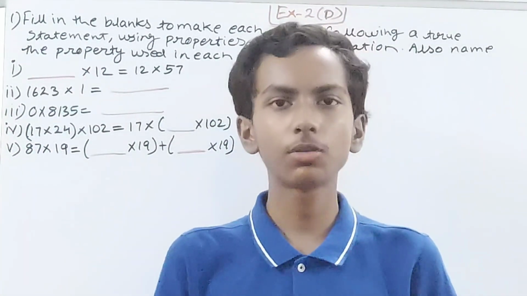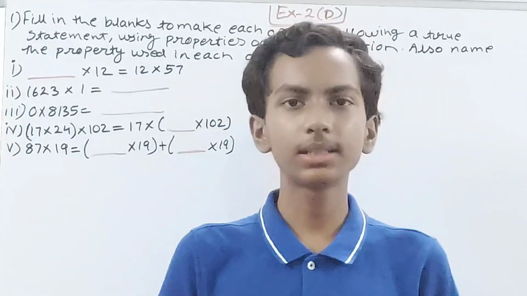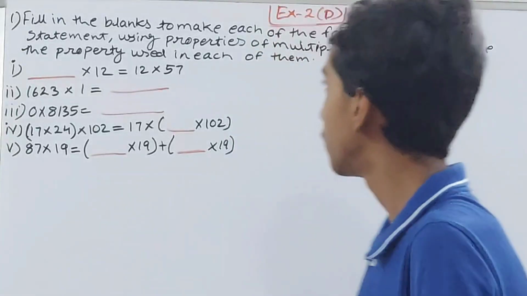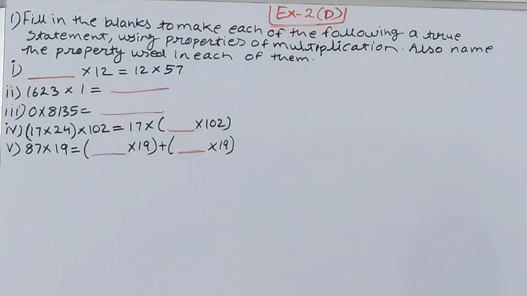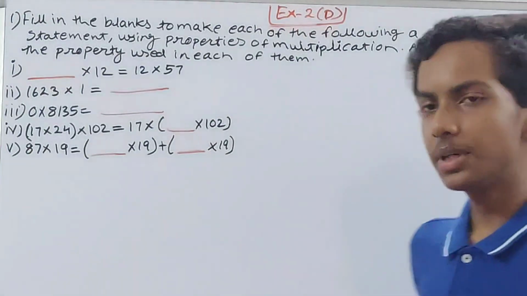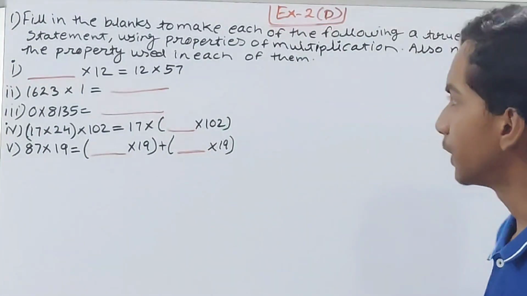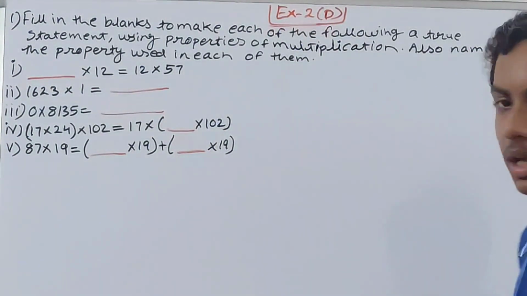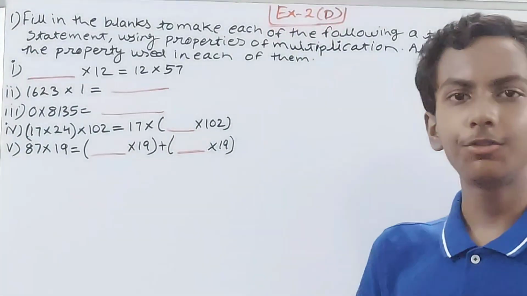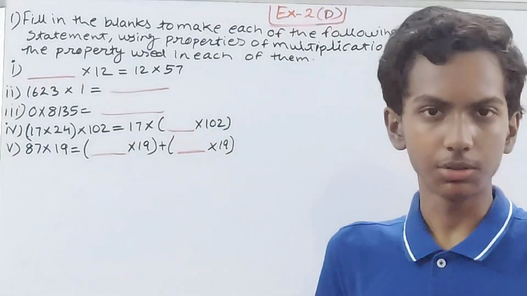In this video, we are going to solve ICSE Mathematics Class 6 Chapter 2 Whole Numbers Exercise 2D Question 1. Fill in the blanks to make each of the following a true statement using properties of multiplication. Also name the property used in each of them. So you have these fill in the blanks questions, right? You have to fill in the blanks and make the statement true as well, but you have to use any property of multiplication, right?